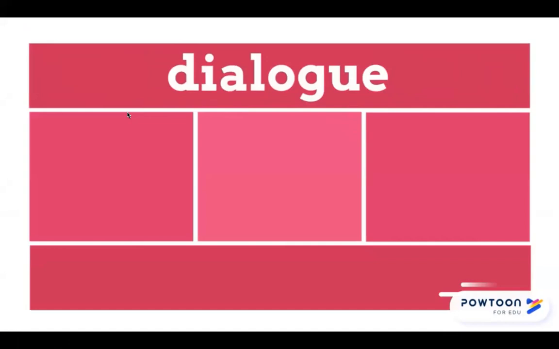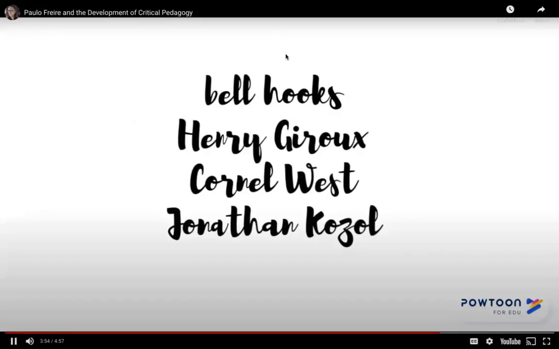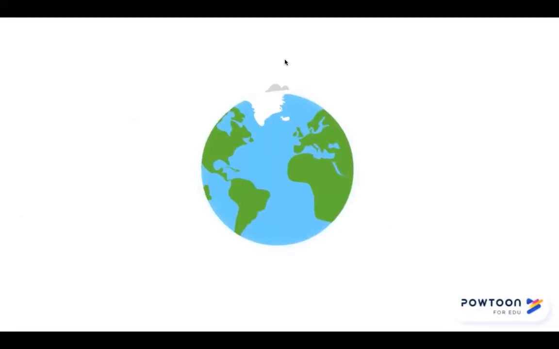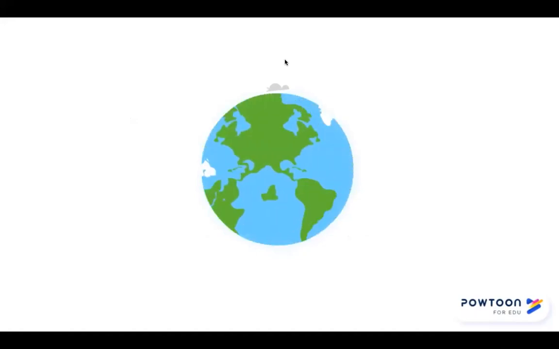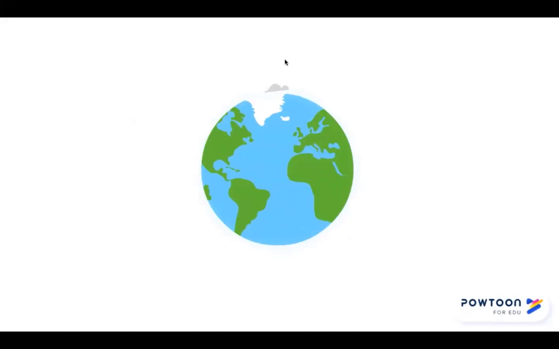Dialogue is the basis for all problem-posing pedagogy and requires solidarity, a sense of equal footing, and mutual respect. Freire wrote in his later works that education is fundamentally an act of love. Among the many educators, philosophers, and activists influenced by Paulo Freire are Bell Hooks, Henry Thoreau, Cornel West, and Jonathan Kozol. Pedagogy of the Oppressed has been translated into 17 languages, and its emancipatory teaching model has been adopted or adapted in many previously colonized countries on every continent on the globe.